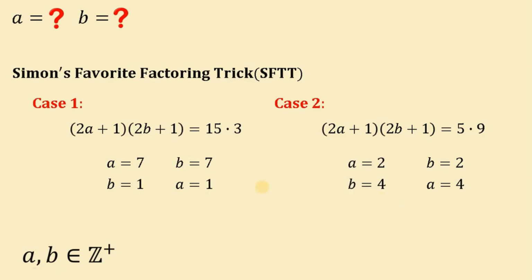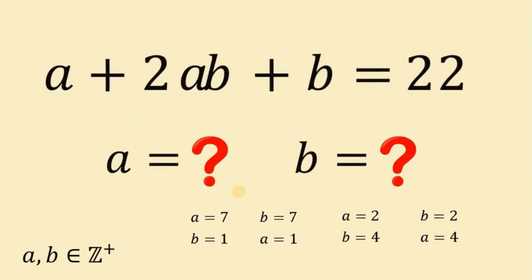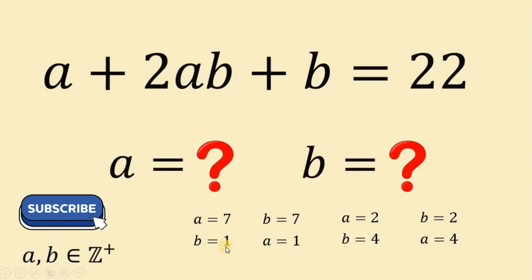Therefore, we have 4 possible answers to this question. If a equals 7, b must be 1. If a equals 1, b equals 7. If a equals 2, then b must be 4. And if a equals 4, then b must be 2. And as always, we are done.